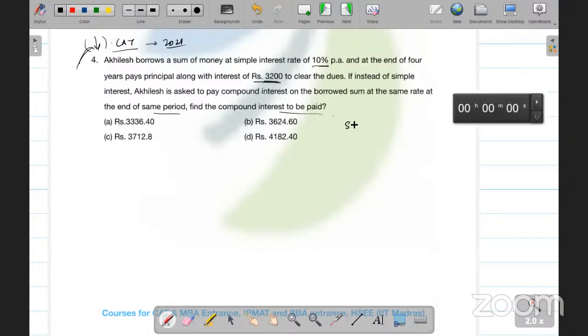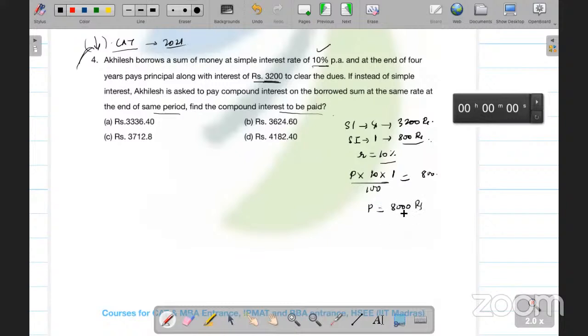So you're told that simple interest for 4 years is 3,200 rupees. So what is simple interest for 1 year? Must be 800 rupees. The rate of interest is given to be 10%. So if simple interest for 1 year is 800 rupees and rate of interest is 10%, then your principal into rate, that is 10, into time period, that is 1 year, upon 100 must be equal to 800 rupees, which means principal is 8,000 rupees.